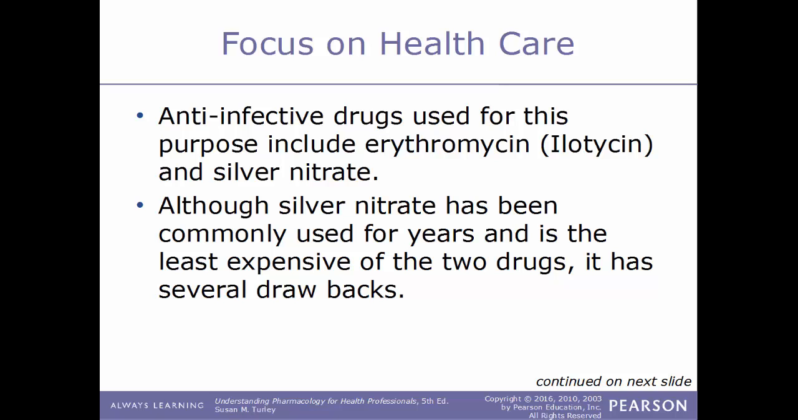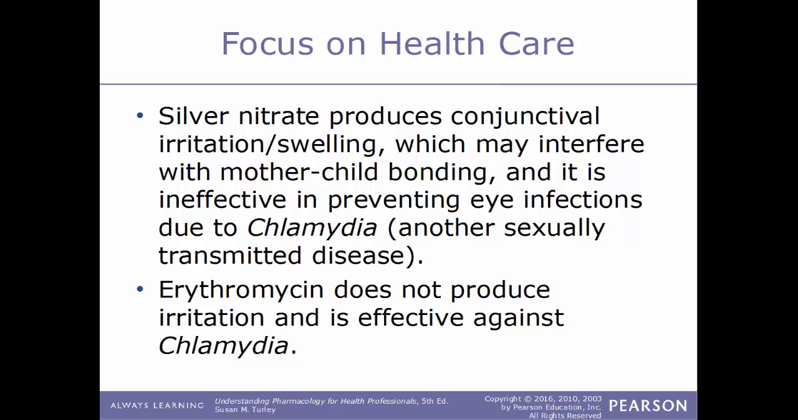Although silver nitrate has been commonly used for years and is the least expensive of these two drugs, it has several drawbacks. Silver nitrate produces a conjunctival irritation and swelling, which may interfere with mother-child bonding, and is also ineffective in preventing eye infections due to chlamydia, which is another example of a sexually transmitted disease. Erythromycin does not produce irritation and is effective against chlamydia.